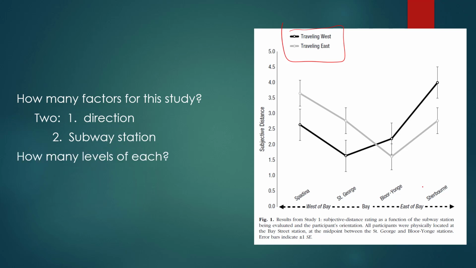How many levels do we have of each one? So for direction, we see up here, it's listing 1, 2. So we have 2 levels for one of the factors. Down here, we see 1, 2, 3, and 4. So for subway station, it has 4 levels. So how would you write this out? It is a 2 by 4. And it doesn't say anything here, but I'll tell you that it was between subjects. Different individuals were in each of those conditions.